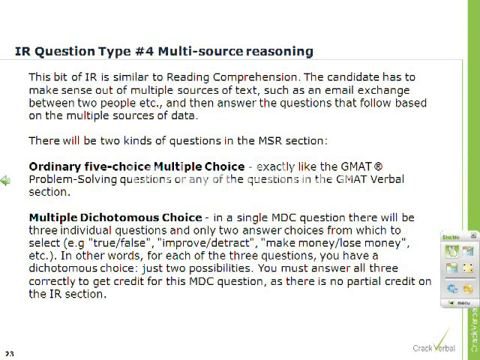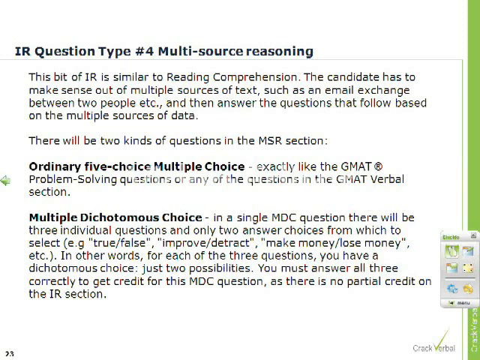Right? Final thing, multi-source reasoning. As the name suggests, sources are multiple. You have to make some head or tail out of the different sources. Not zigzag, not exactly. Again, are you talking about the mindset or the questions themselves?